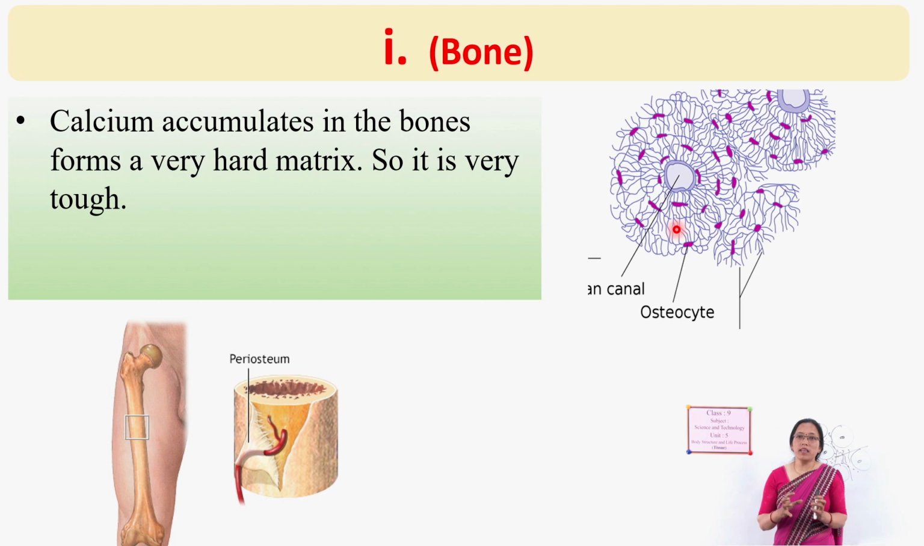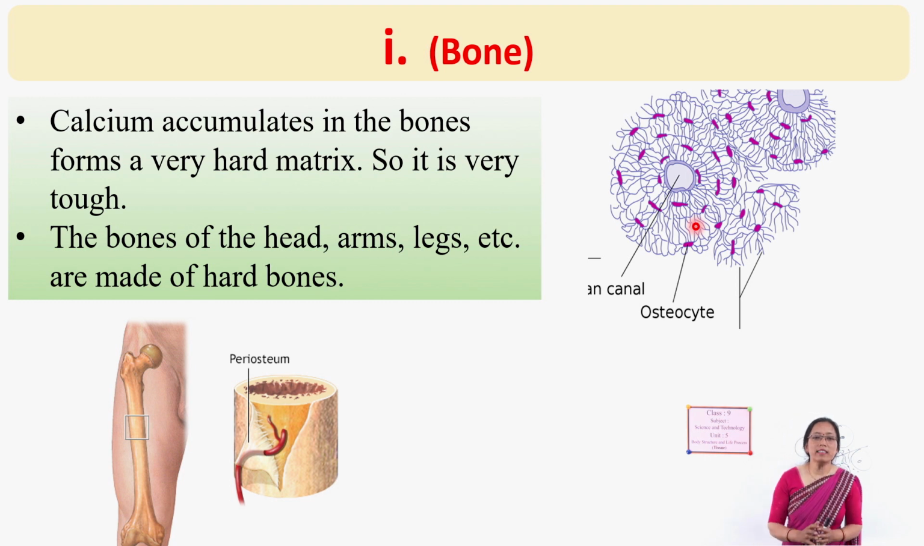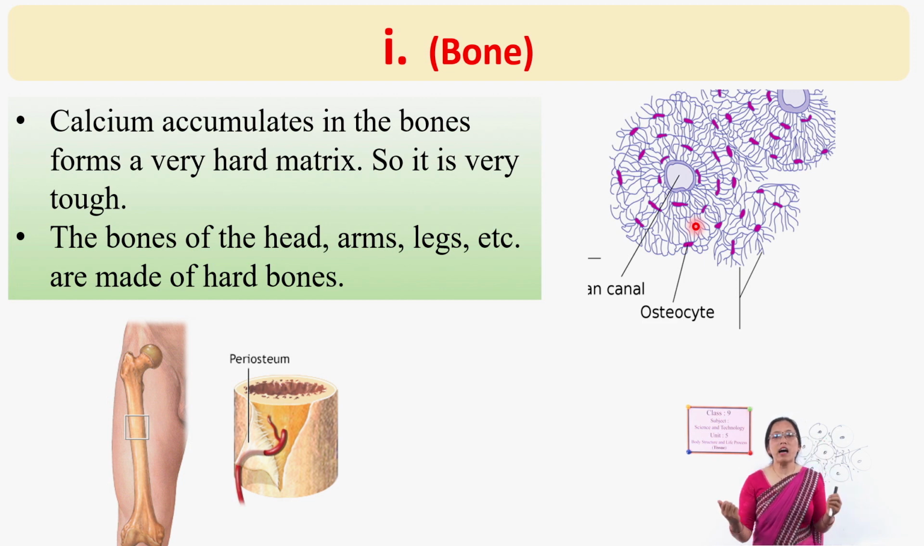The calcium is in the form of calcium phosphate and calcium carbonate. This is accumulated in the intercellular spaces of the bones. Because of that, it is very hard in structure. And these bones are present everywhere. Already I have told you, like legs, head, even in the arms, everywhere these bones are present.